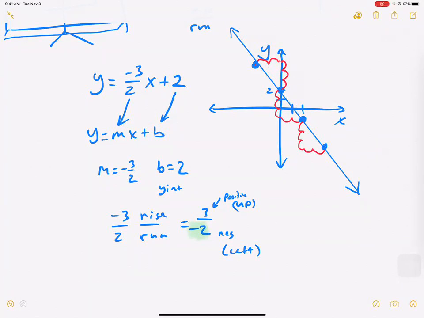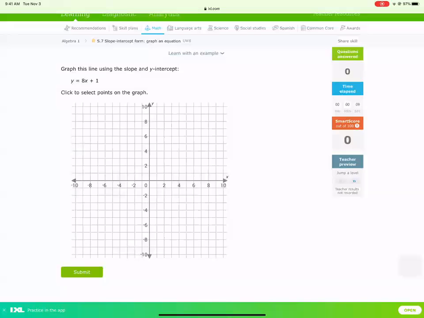Okay, so let's go ahead and do this on IXL. I'll show you guys how fast this could be. So here's an example on your homework for IXL. Let's go ahead and take a snapshot real quick so we can write on it.